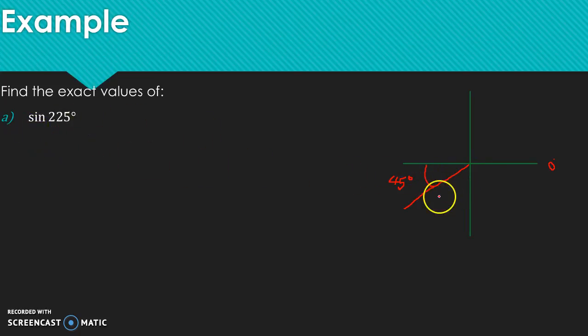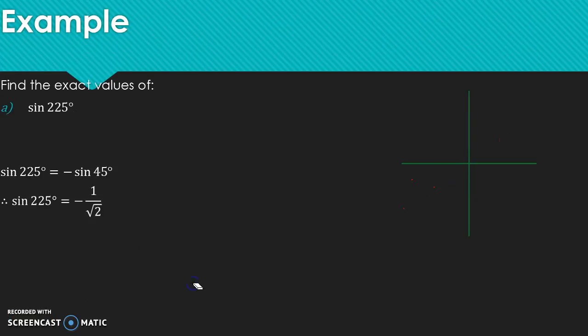Now it's sine 225, so if we look at our CAST diagram, we can see that only the tan ratio is positive in the third quadrant, which means that sine 225 degrees equals negative sine 45 degrees, because it is in that third quadrant, and we know that the exact value of sine 45 degrees is 1 over root 2, so the answer is negative 1 over root 2.